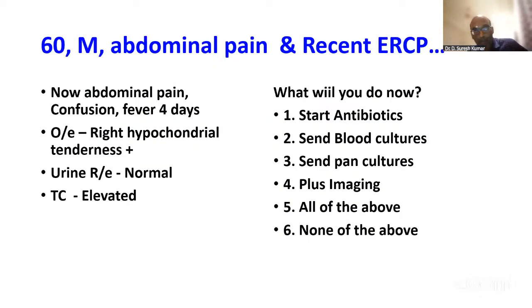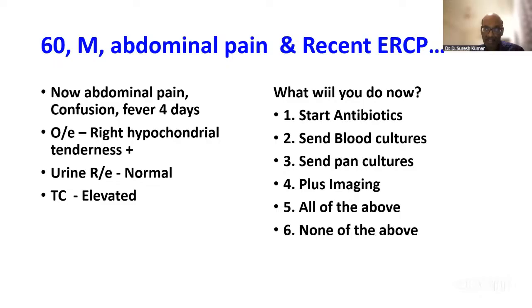A 60-year-old male with abdominal pain underwent an ERCP. Initially it was thought to be cholecystitis, calculous cholecystitis, so the gastroenterologist wanted to do an ERCP. Following the ERCP, the person now develops abdominal pain, confusion, and fever. The fever started 4 days after the ERCP. On examination, right hypochondrial tenderness was noticed. Urine routine was normal. WBC count was elevated.